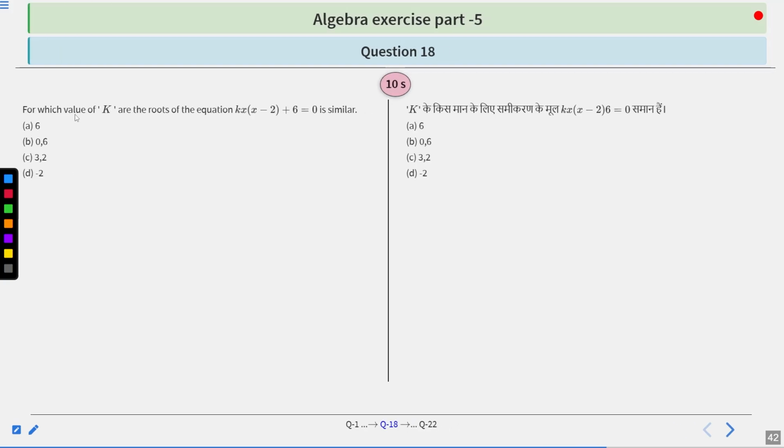Next, for which value of k are the roots of the equation kx into x minus 2 plus 6 equal to 0 similar? Option A 6, option B 0, 6, option C 3, 2, and option D minus 2. These are the options.